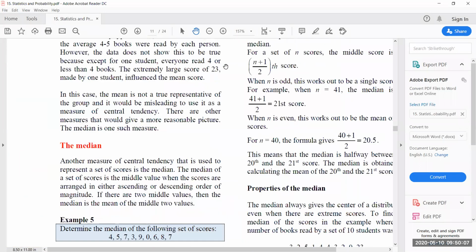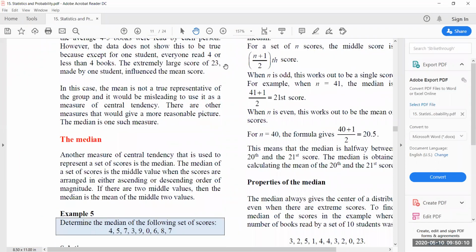Okay, the median. How do we find the median? To find the median, whatever the numbers are that you are given, you arrange them in either ascending order or descending order. You choose your preference. And the value that is in the middle will be the median. Now, if there are 2 values in the middle, you add the 2 values and then divide by 2.